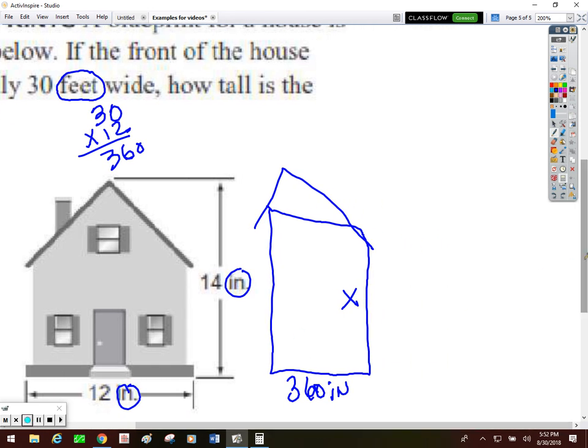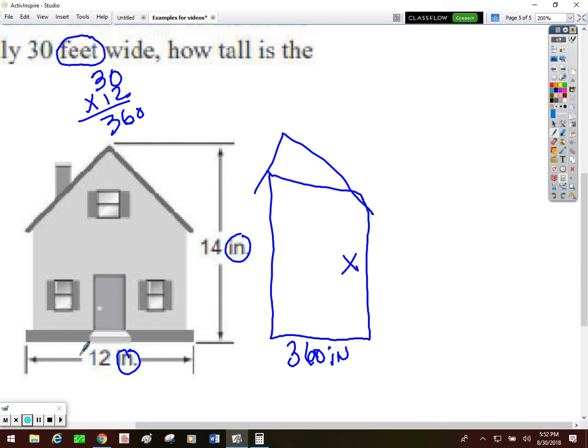If I set this up, we have the width of the house and the height of the house, and the width of the house and the height of the house. We can set it up width over height or height over width. I don't care, but I like to set this one up first. So the height over the width is equal to the height over the width.